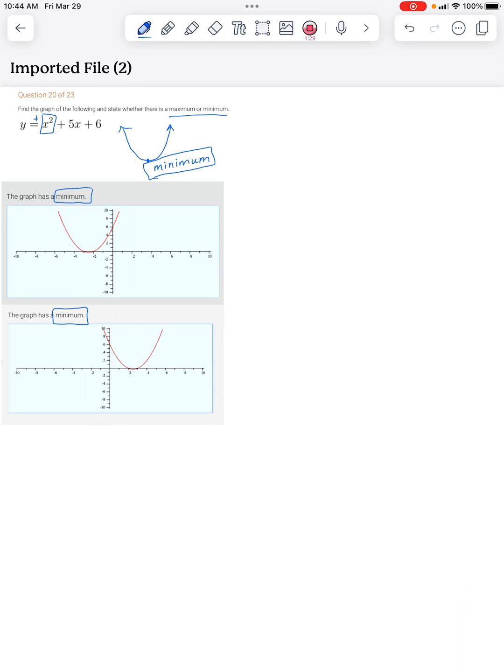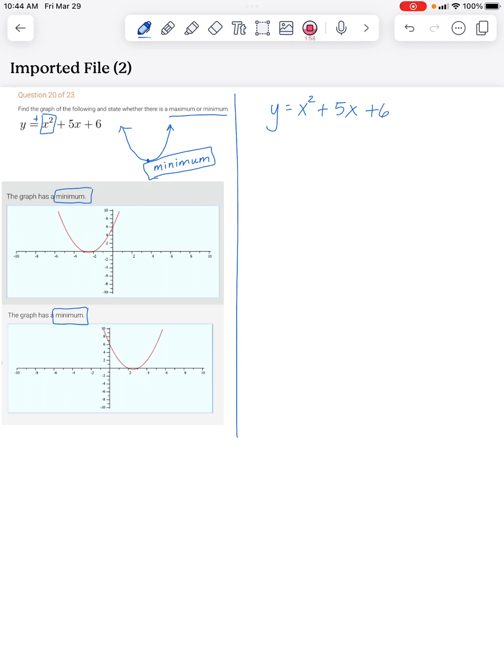Now, we can probably get to a certain point in the problem and make the determination of which one of those graphs is correct, but we're going to work through the process because that's how we were doing the problems before. So I'm going to put a line right here, and I'm going to rewrite this equation. Y equals x squared plus 5x plus 6.